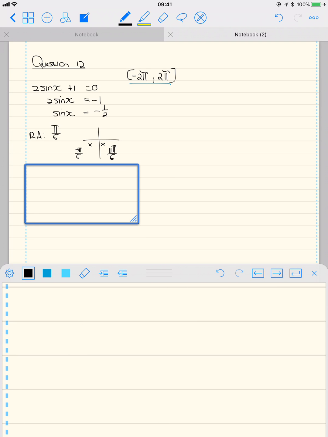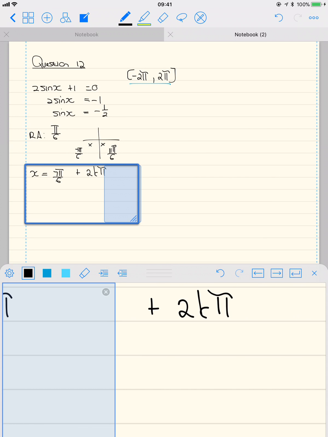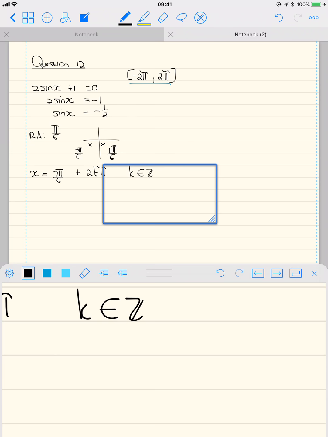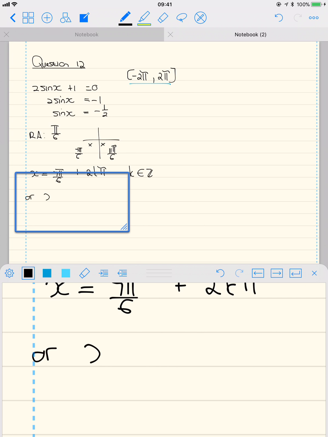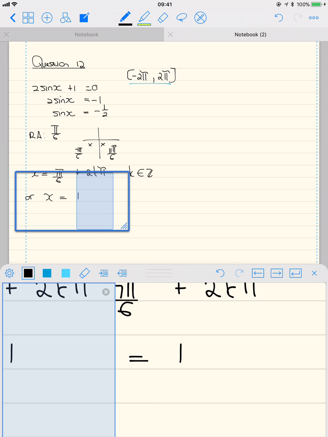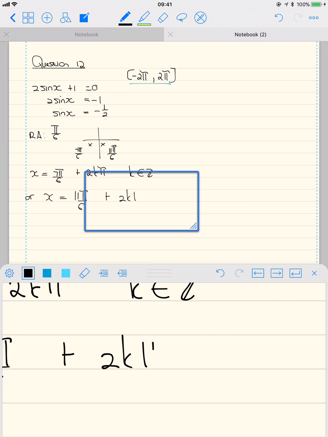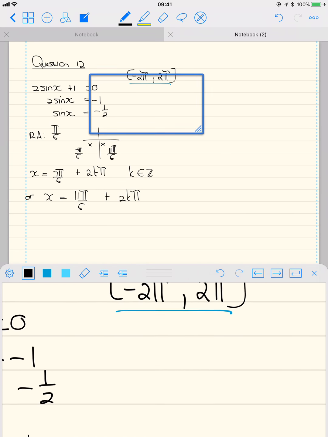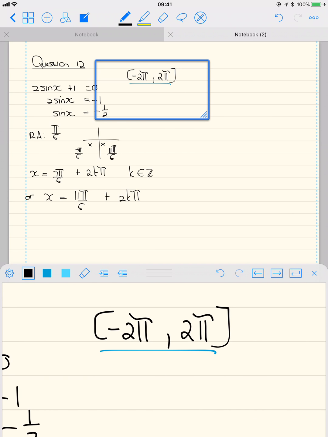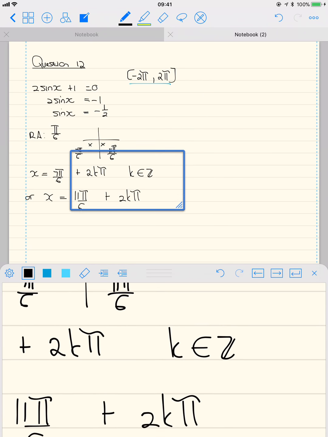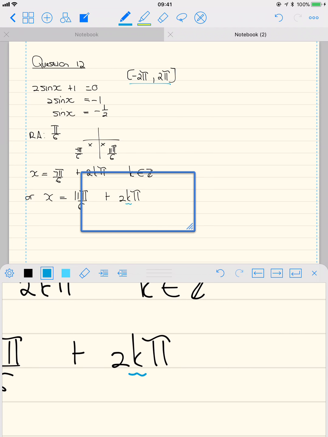Now, the general solution would then be x is equal to 7 pi over 6 plus 2k pi, where k is an element of the integers, or x is equal to 11 pi over 6 plus 2k pi. But now you can't just give the general solution because they actually gave you an interval that you should be working in. So now we use different values of k to find the solutions in the interval.